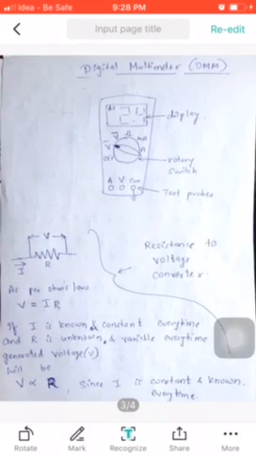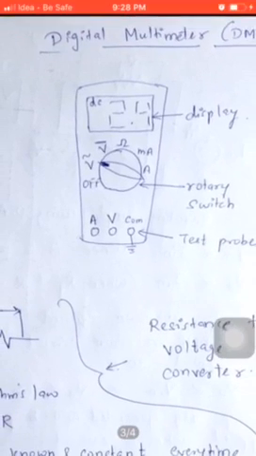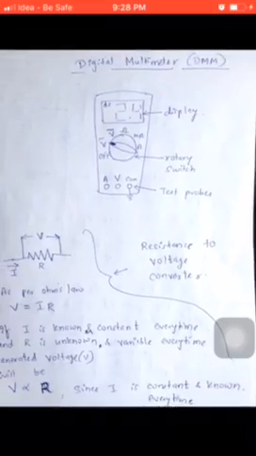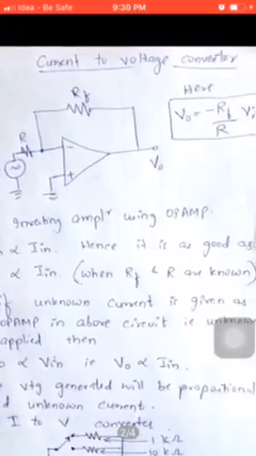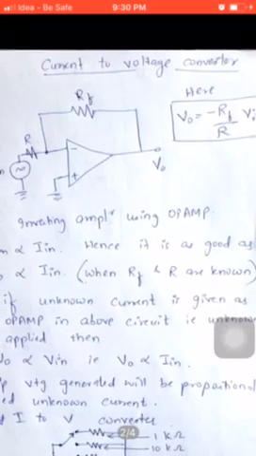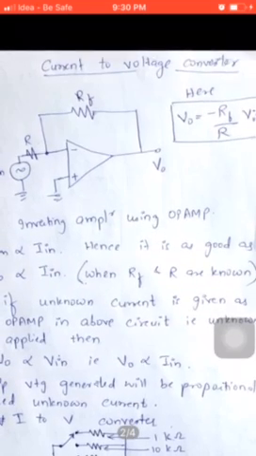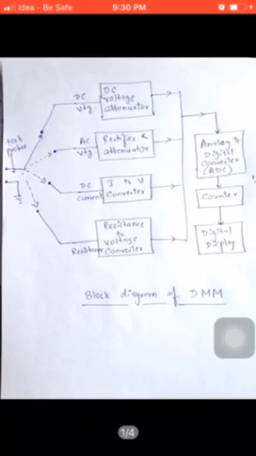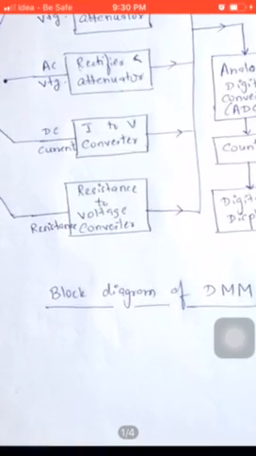In the earlier video, you've seen the front panel of a digital multimeter. Then you've also seen what a resistance to voltage converter is, and what the current to voltage converter is. The current to voltage converter is also called the I to V converter, of course. Now we move on to the block diagram of the DMM.